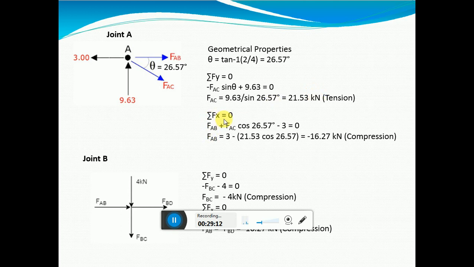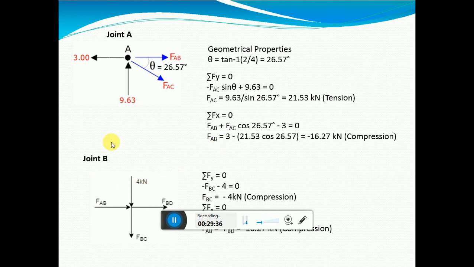Now apply summation Fx is equal to 0. FAB minus 3 plus FAC cos 26.57 degrees. Simplifying for FAB, I get it as minus 16.27 kilonewton. That means my assumption is wrong. I should have taken it as compression.